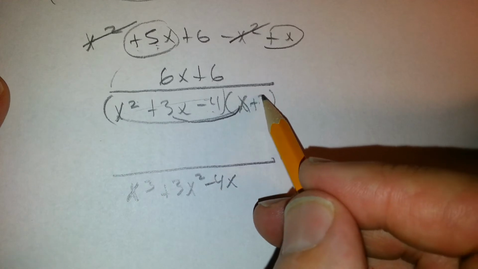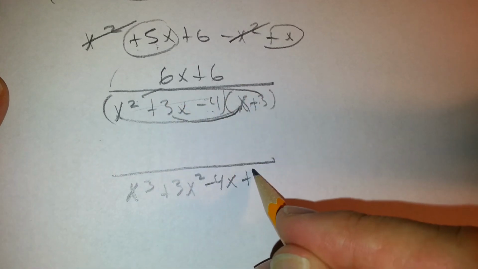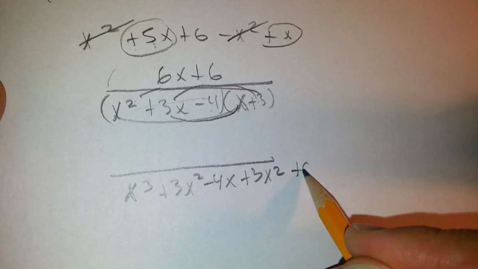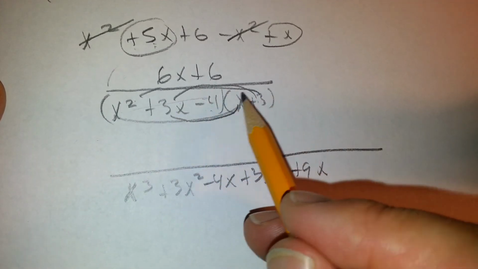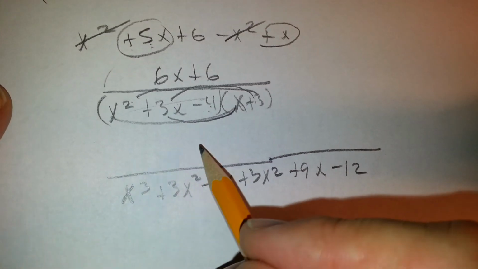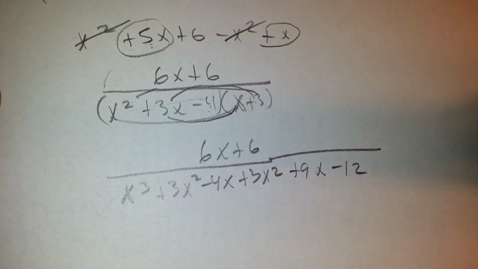And now let's do 3. 3 times x squared is plus 3x squared. 3 times 3x is plus 9x, and 3 times negative 4 is minus 12, okay? And up here I still have 6x plus 6.